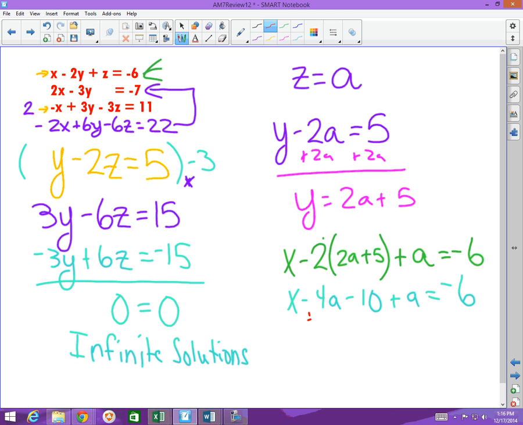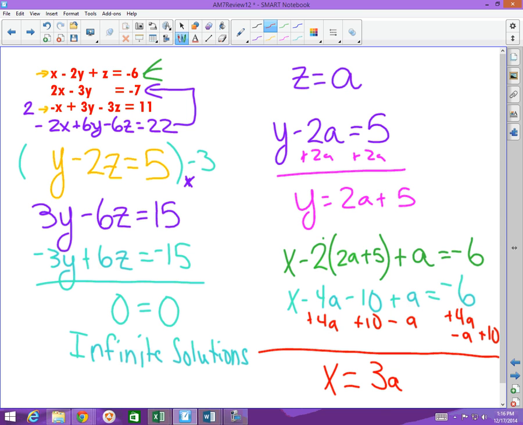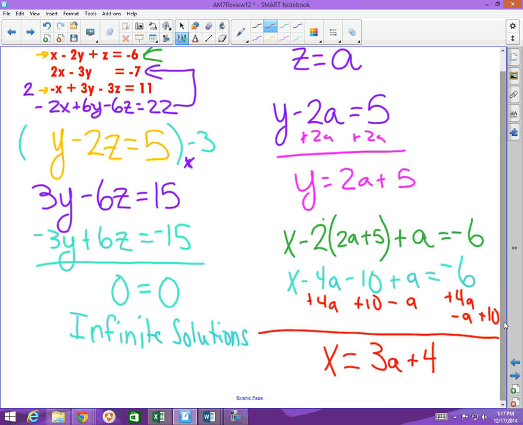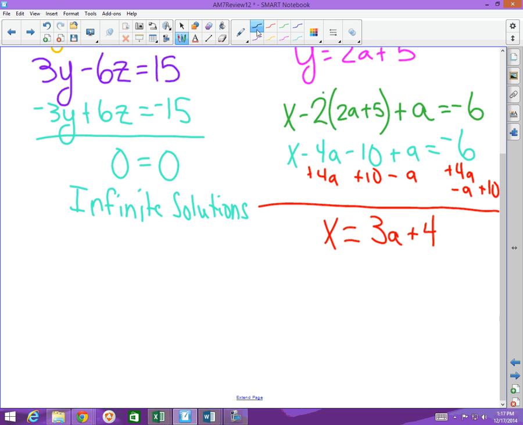So adding 4a, adding 10, subtracting a. So adding 4a minus a plus 10, and you're going to get x equals 3a plus 4. And so then our ordered pair is 3a plus 4 for x, 2a plus 5 for y, and a for z.